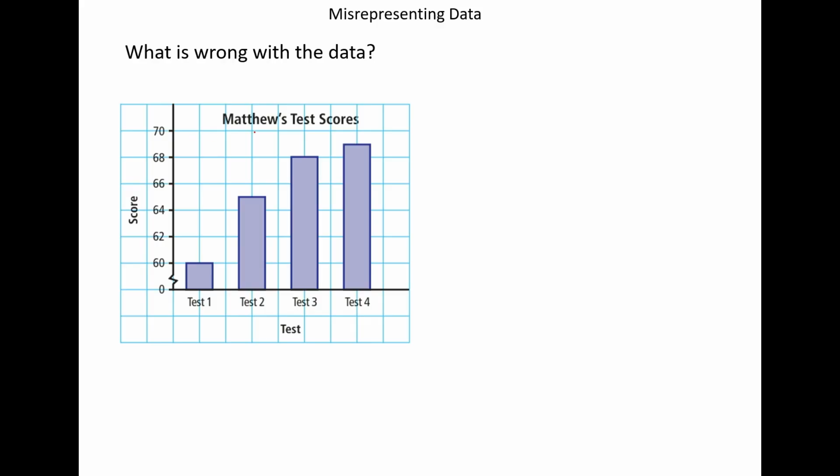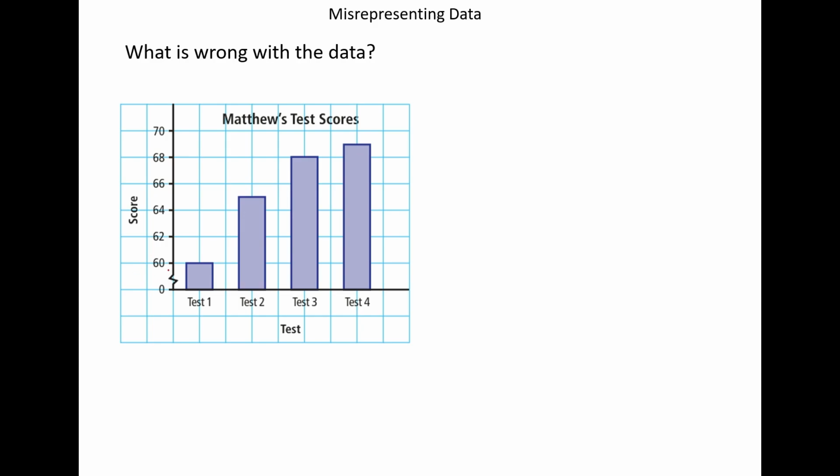This is the results of Matthew's test shown in a bar graph. This is his score here from 0 to 70%, it looks like. And these are the results of test 1, test 2, test 3, and test 4. For test 1, it says he scored 60%, and then test 2, 65, test 3, 68, and then test 4, 69%. So in this case, what is wrong with it?